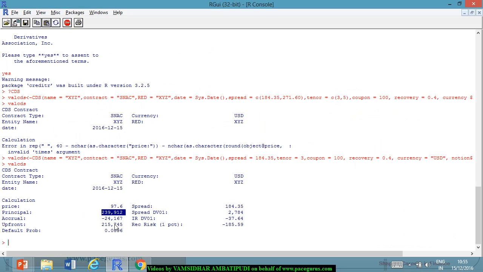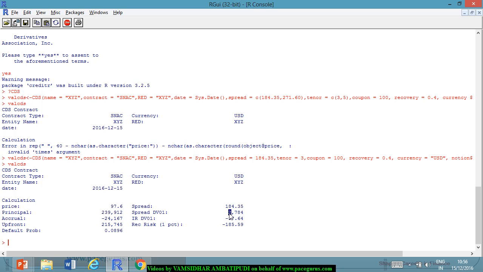So these are some of the calculations that are being made, and based on this there is a computation happening on the probability of default. The probability of default for this security is working out to 8.96%. So that's the default probability that's coming up. Corresponding to it, the price is working out to 97.6. Then the spread is 184.35. That is the actual CDS spread that we have got.